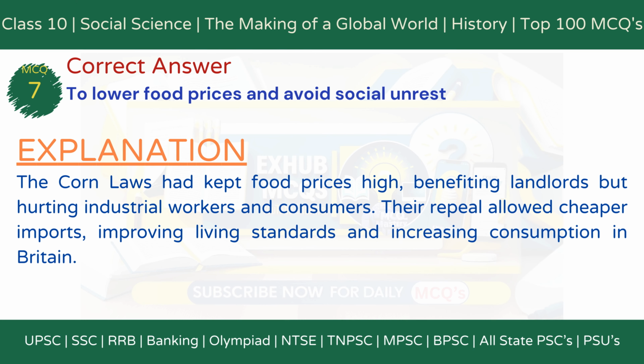The correct answer is option B, to lower food prices and avoid social unrest. Explanation: the Corn Laws had kept food prices high, benefiting landlords but hurting industrial workers and consumers. Their repeal allowed cheaper imports, improving living standards and increasing consumption in Britain.